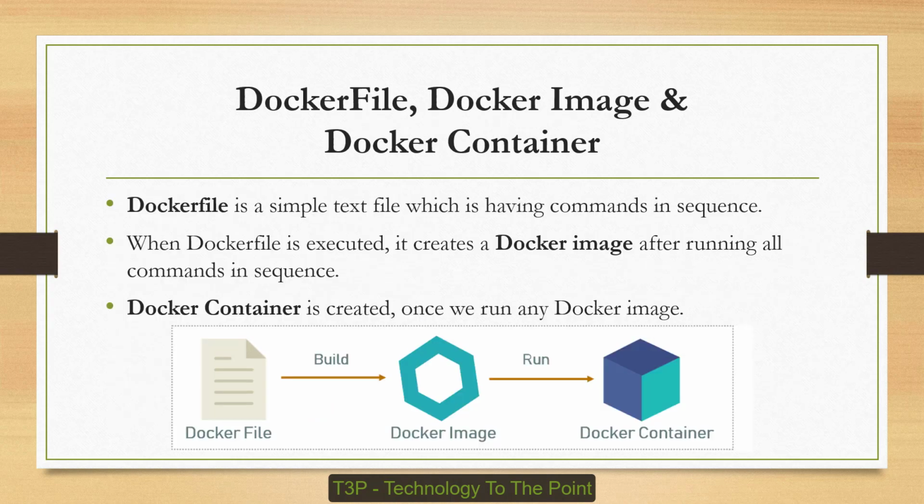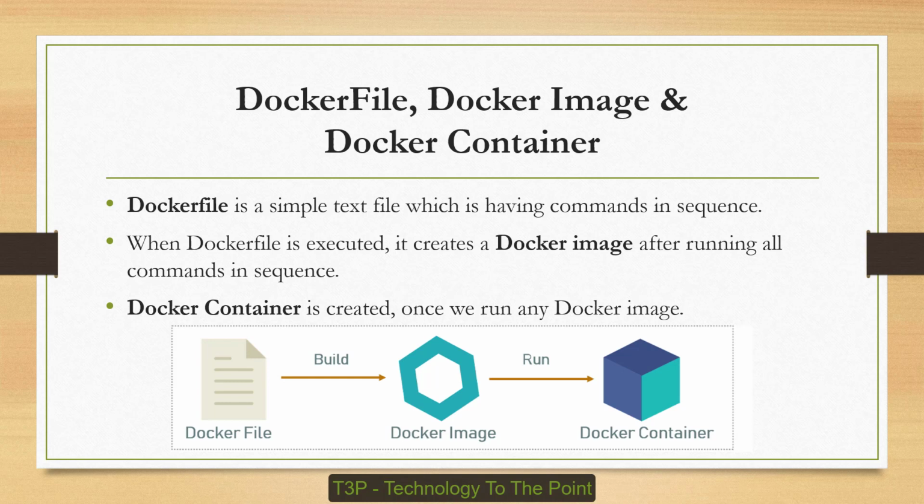These are a few components that we need to understand before going to the architecture. What exactly are these components? First we have the Dockerfile. A Dockerfile is a simple text file which has commands in sequence. When we have our application files ready, we need to build the image of that. This Dockerfile will help us create that image with the help of the application files. We execute some commands in sequence. How it looks, I'll show you here itself. What is a Docker image? When the Dockerfile is executed, it creates the Docker image after running all the commands in sequence.